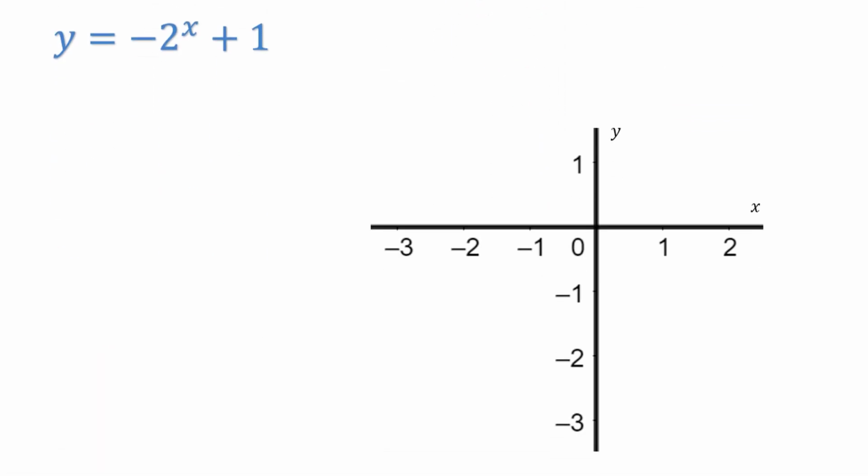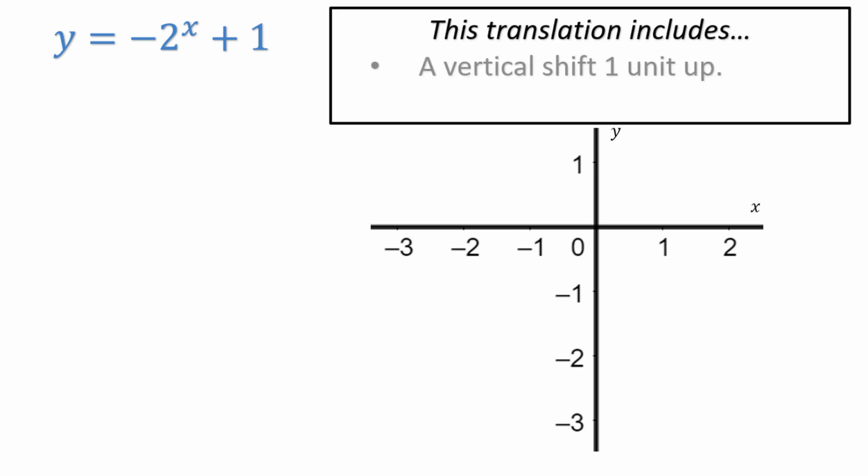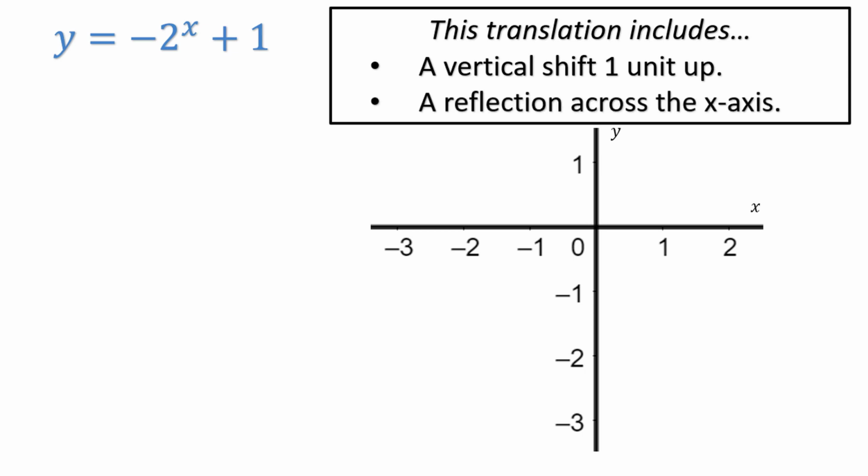Let's try one more. We have -2 to the x power plus 1. In this case, we have a vertical shift 1 unit up, and a reflection across the x-axis, indicated by the negative sign on the 2. This will be a reflection across the pretend x-axis, as we have a shift up of 1 unit. Let's take care of the shift first.